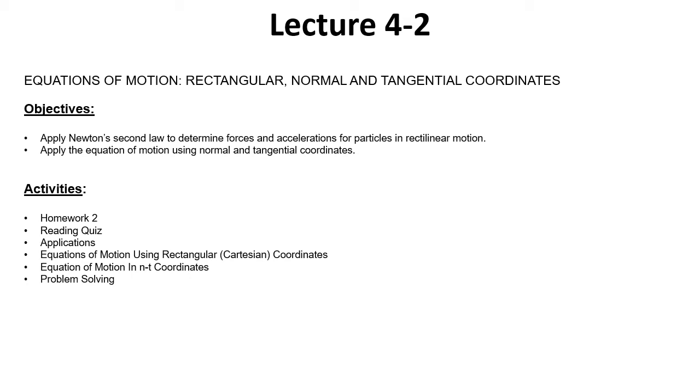So activities again here, reminder, we're going to be assigning homework 2. We're going to have a reading quiz as well that you need to complete. Go through a couple of applications. Then we're going to go through equations of motion using rectangular Cartesian coordinates. And then a couple of equations of motion problems and examples and key equations for our NT coordinate systems. And then again, go through some problem solving. So I'll have my video solutions for these problems posted up, as well as my hand solutions posted as a PDF.